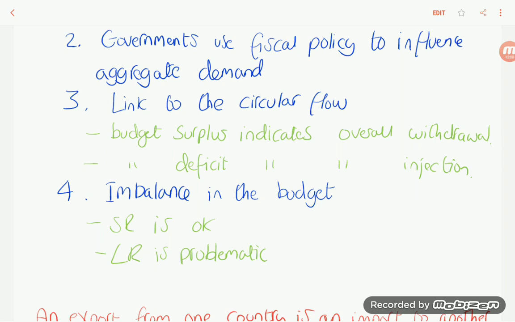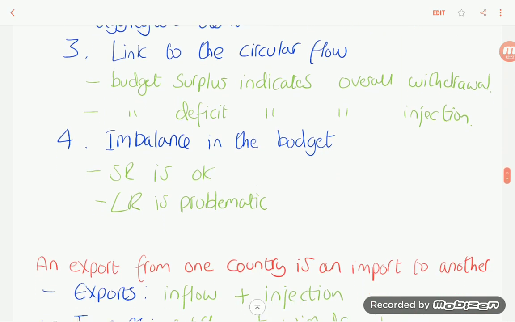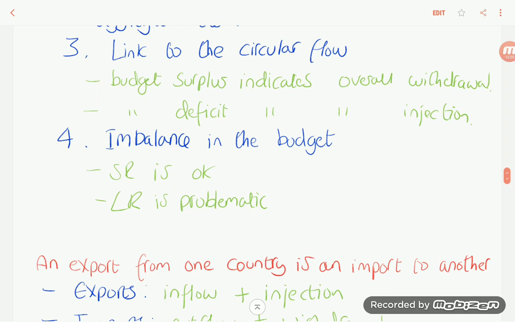An imbalance in the budget will affect the circular flow of income. A budget surplus will indicate an overall withdrawal from the circular flow, but a budget deficit will indicate an overall injection into the circular flow. An imbalance in the budget is fine in the short run. However, in the long run, governments will try to balance out any surpluses and deficits.